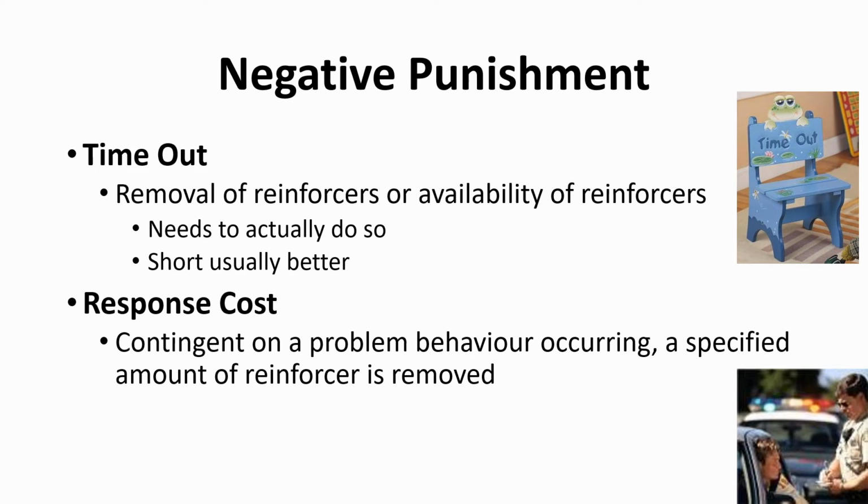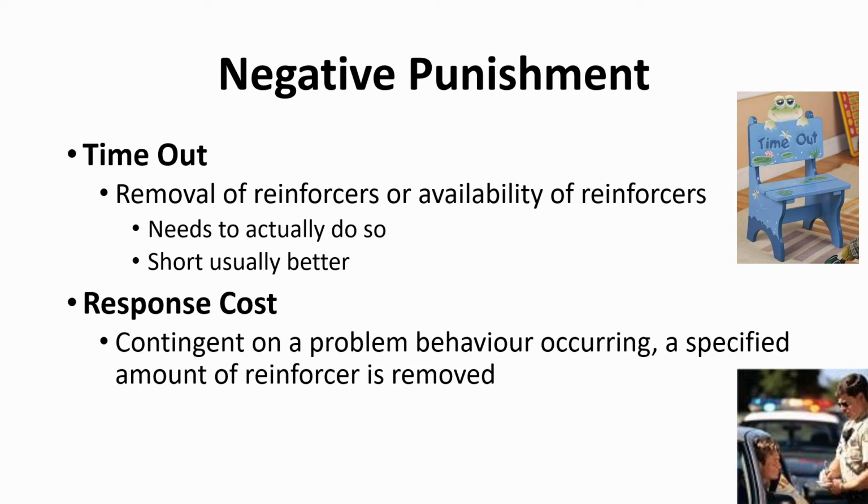So in order to implement timeout, you need to consider what exactly it is that's reinforcing this behavior and make sure that they aren't able to still get that reinforcement while they're in timeout. Now, most timeout scenarios tend to work better if they're kept very short in duration. So a child acting out, maybe they get a 3-minute timeout, and then they're allowed to go back to that reinforcing behavior. They can go back to playing their video game, but if they act out again, if they do the bad behavior, then they'd be put back into timeout.